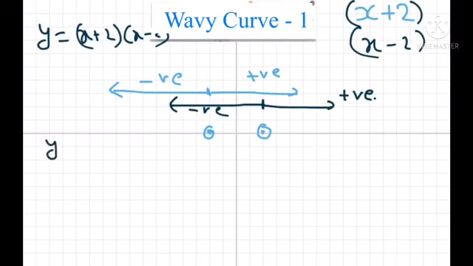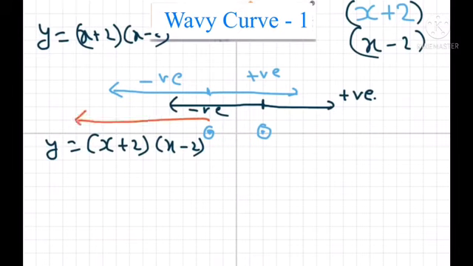Combined, y is equal to x plus 2 into x minus 2. And see the condition when we are taking x less than -2. When x is less than -2, then this factor is negative here, and this factor is also negative. So overall it is positive.